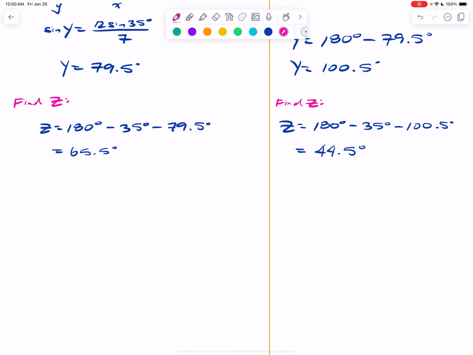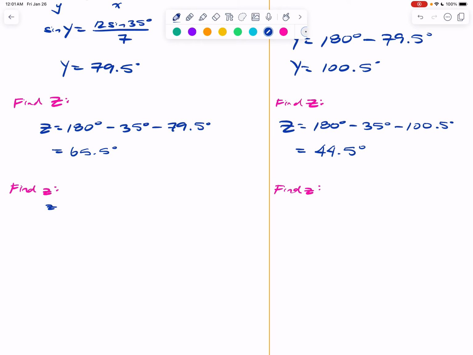Last thing to find is side z, and that's with a little z, since it's a side. And for that, we're going back to sine law. You could use x's or you could use y's. I always recommend using exactly what's given to you in the question. It helps ensure the greatest amount of accuracy and precision.